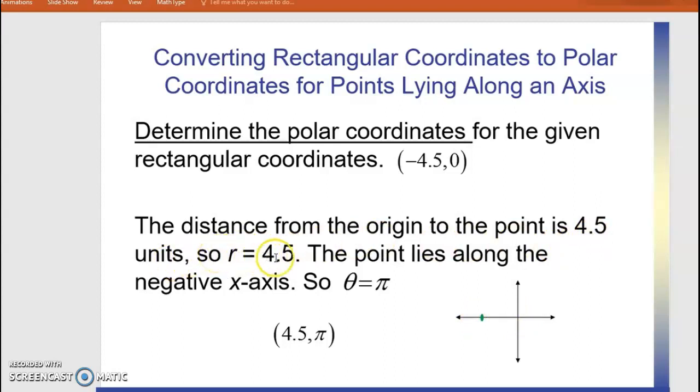So the radius is 4.5. The point lies along the negative portion of the x-axis, so theta equals pi. Therefore, the polar coordinates are the r value of 4.5 and the angle that provides the point in this location, which is pi.